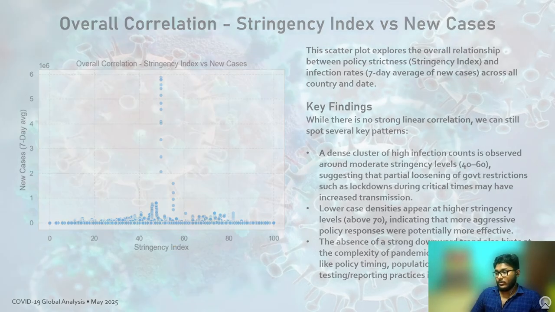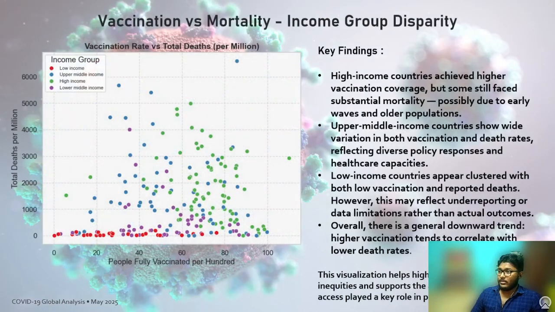Now, let's move on to the next chart, where we see the vaccination versus mortality with an income group disparity. This is where I use World Bank data to classify countries into 4 parts: there's a high income country, an upper middle income country, a lower middle income country, and a low income country, as we can see here in the legends.